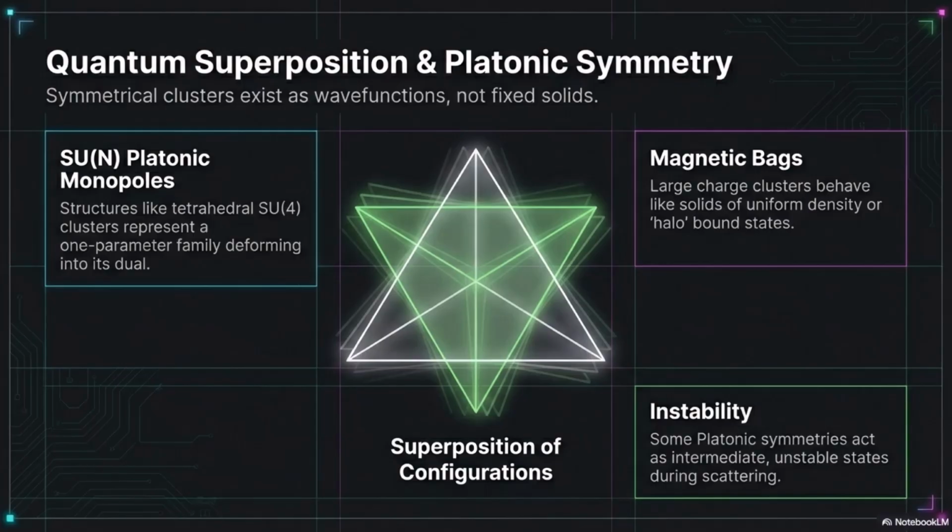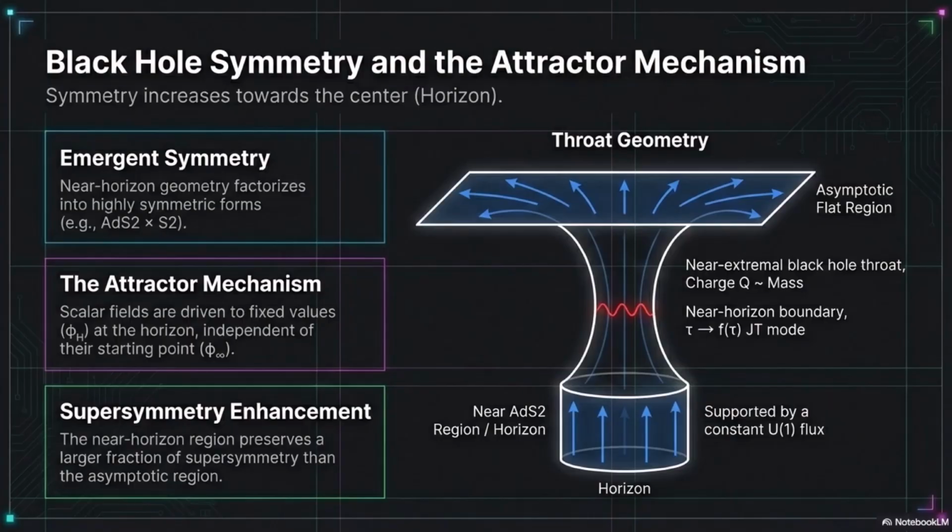Okay, let's move on to something that is definitely not a ghost. The heavyweight champion of this document, black holes. Right. This is where all this math really pays off. We're looking at what's called the throat geometry. It shows this funnel shape, and it talks about emergent symmetry near the horizon.